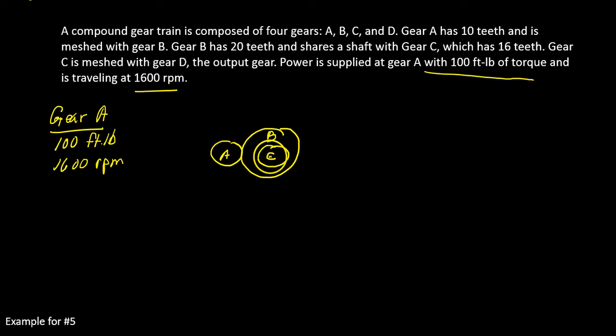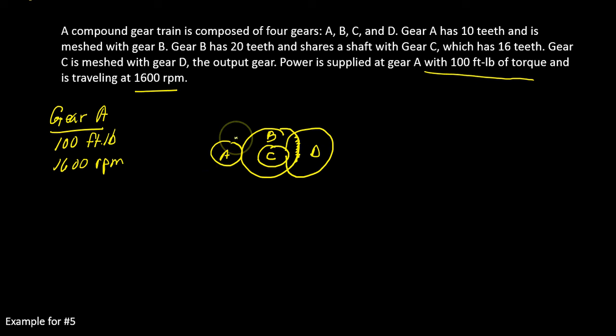And then it says C is meshed with D. So let me see if I can do this properly. Here would be D coming out like this. Now, actually, you would not be seeing this part, right? If gear C is meshed with D, gear B would be behind gear D, and you wouldn't see it. So kind of imagine that. I just didn't draw it properly here.